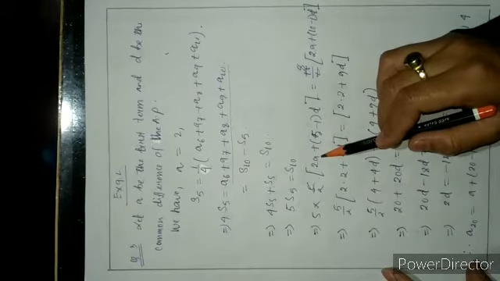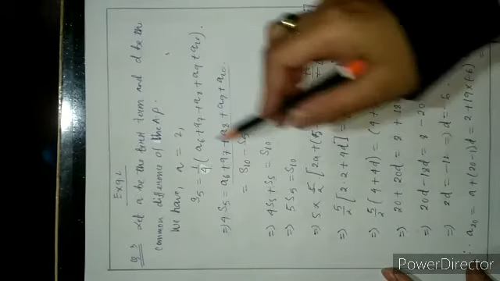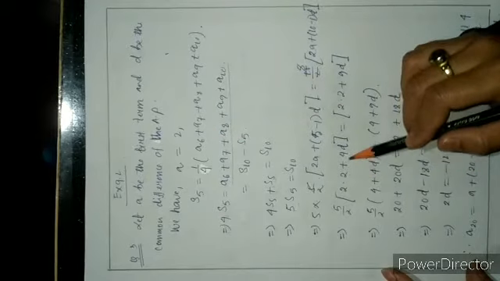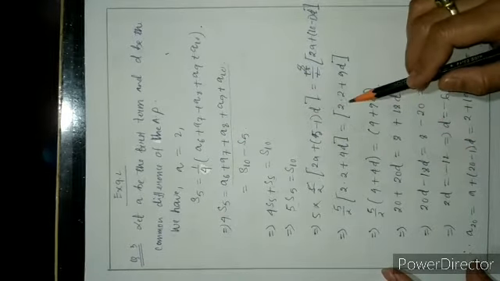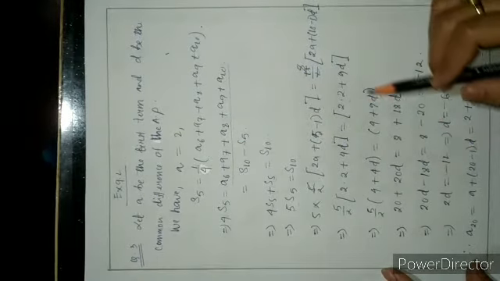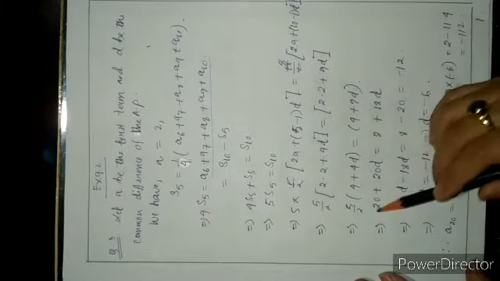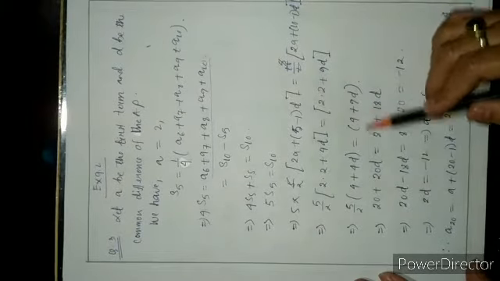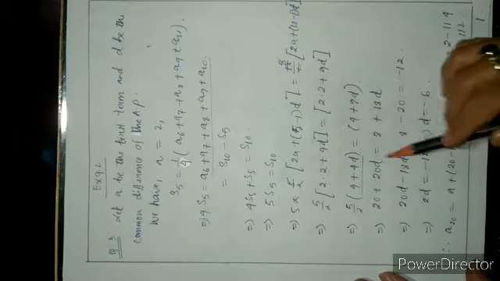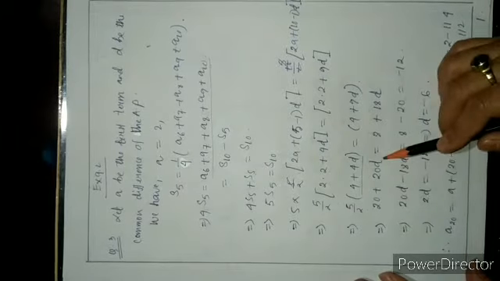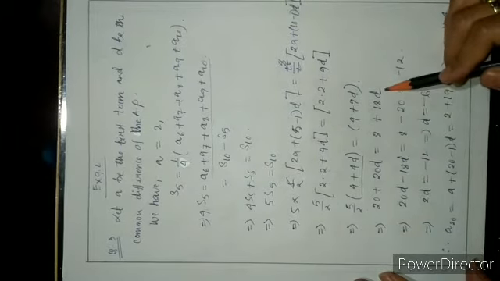Now putting A is equal to 2, the first term. 2 into 2 plus 4 times of D is equal to 2 into 2 plus 9D. By cross multiplication, we get 20 plus 20D is equal to 8 plus 18D.